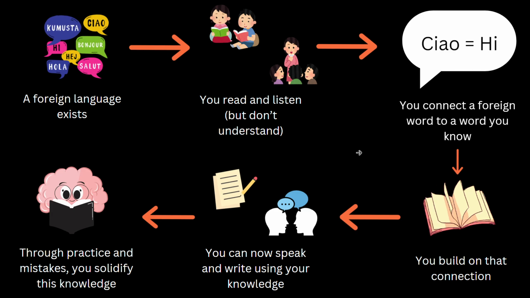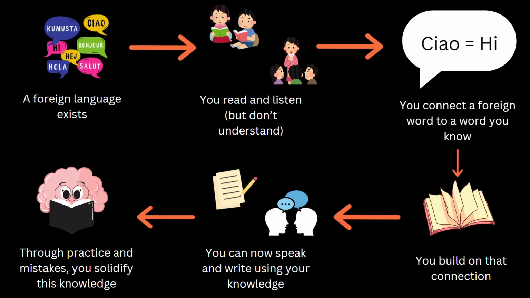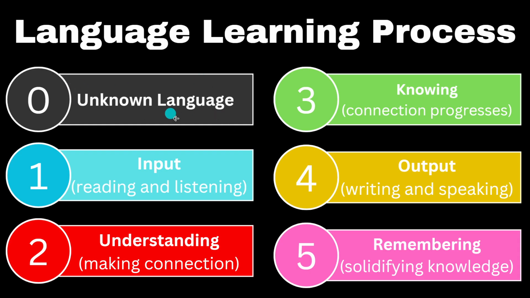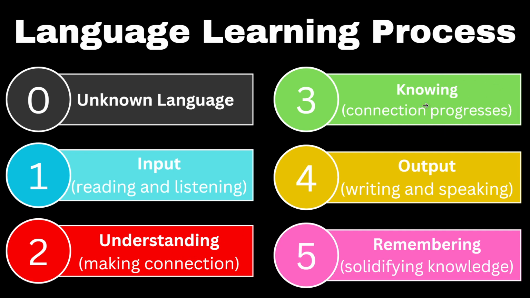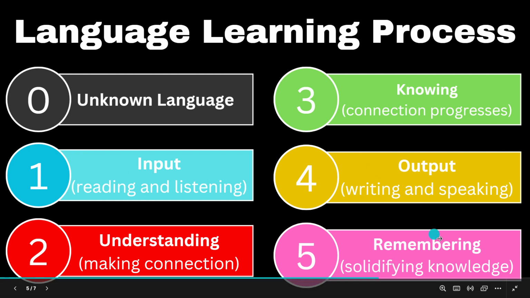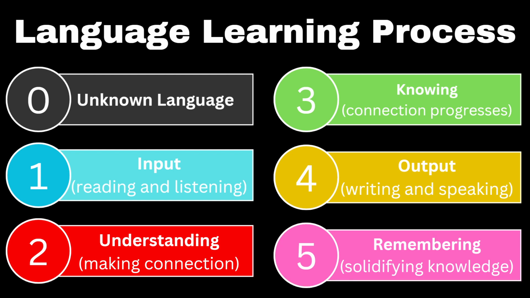So yeah, that was the kind of fun graph of it. This is literally what it is. So you have an unknown language, you have input, which is reading and listening of new words that you don't know, new concepts, you understand what they are, you make that connection, you know what they are now that you've been taught, and you're able to progress with that connection. Then you have output, which is you can now write and speak in that language as well as read and listen efficiently. And then remember, which is you solidify that knowledge by repetition. That is the, not as fun version of the language learning process.